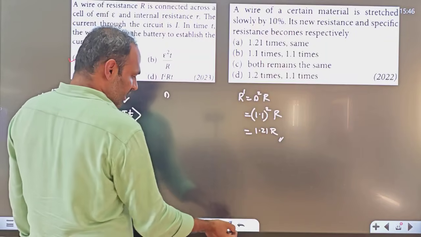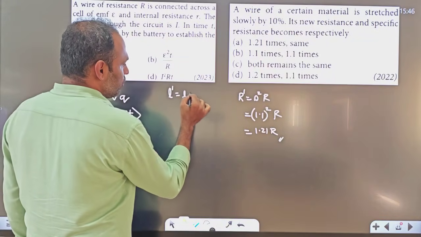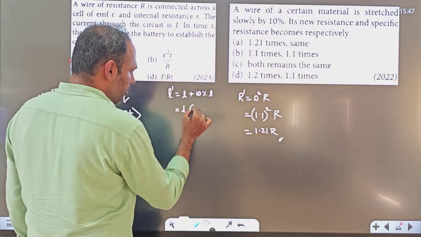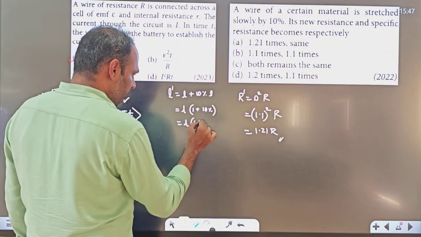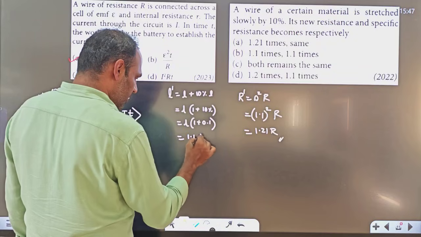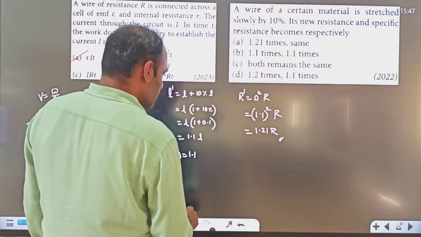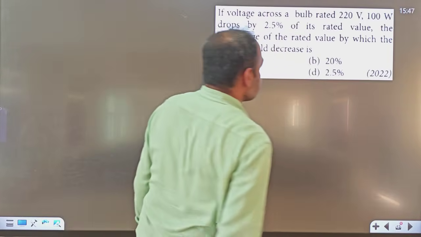See, here length has been increased by 10%. So new length will be equal to original length plus 10% of original length. If I take length common, I will get 1 plus 10%. So here I can write it as 1 plus 0.1, which means it will be 1.1 times of L. So we got n is equal to 1.1. Substituting that, we will get this. This option is correct. Let us move on to the next question then.